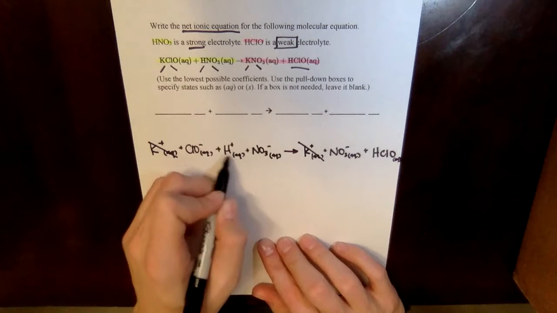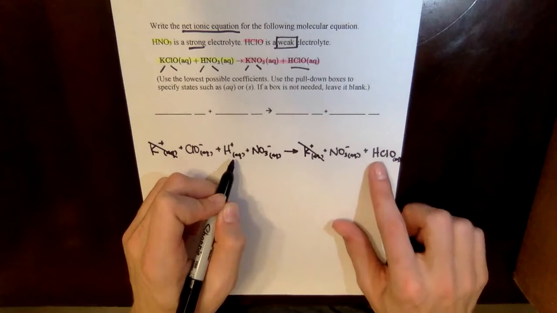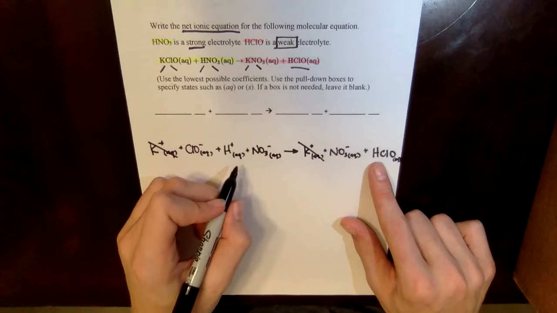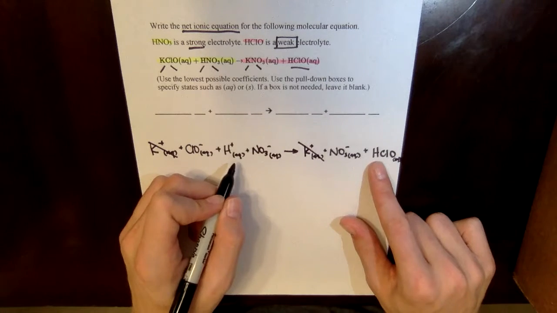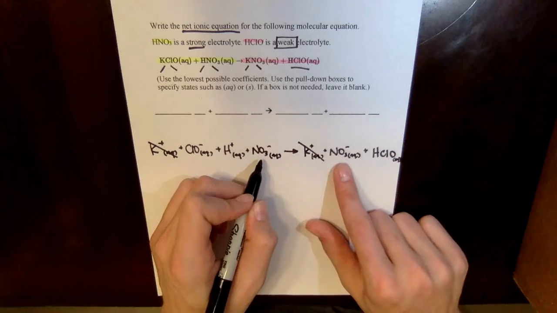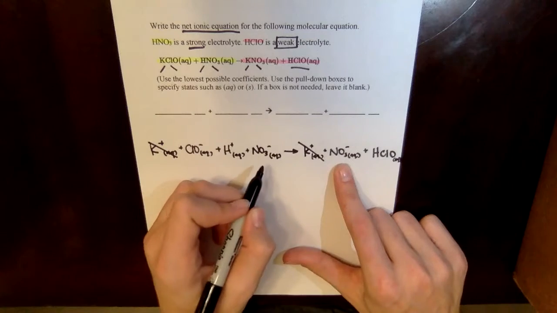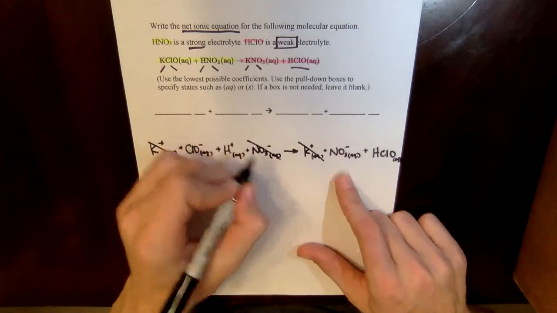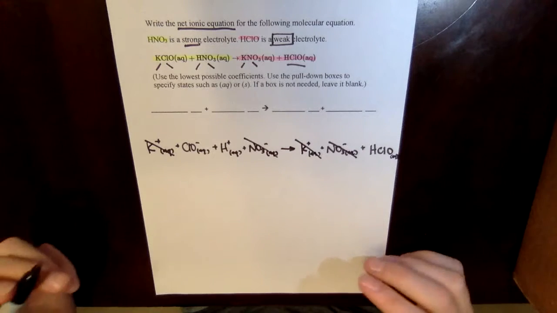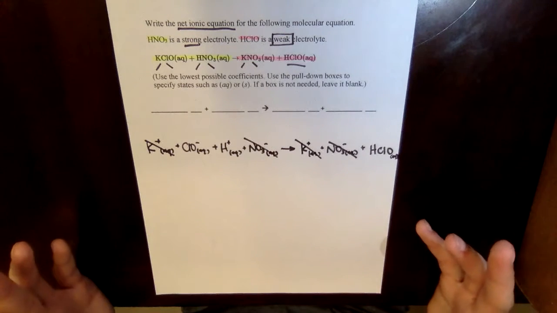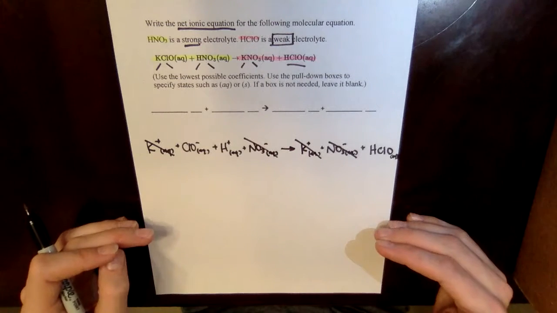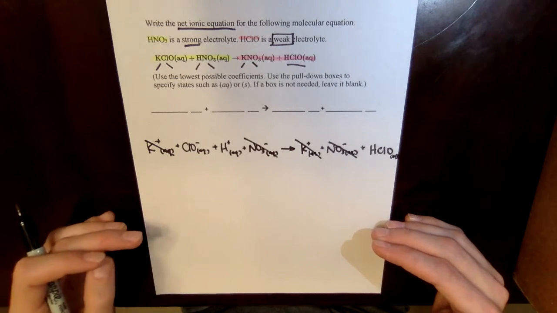We have an H plus that is aqueous. Over here on the right side, we have an H that's aqueous, but it's not apart from the ClO. So again, we need to keep that there. We have an NO3 minus on the left side and an NO3 minus on the right side that are both aqueous. No change there. Boom, boom. We get to cancel them out as well. So we've gone through all of our elements and compounds. So now we need to bring down which things did not get canceled out or which things were not spectators.